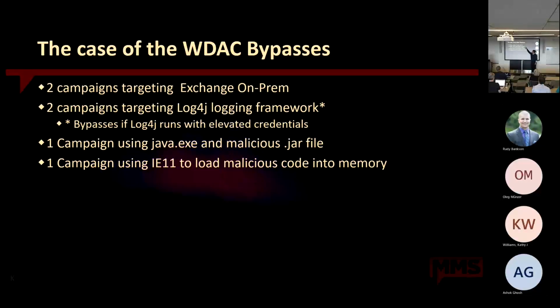Two campaigns target the Log4j logging framework. I don't know whether people have heard of Log4j or the vulnerabilities in it. It's been kind of a thing. We've always erred on the side of cautiousness when we looked at bypasses. So Log4j, we've marked them as bypasses because if your Log4j software runs with elevated credentials, you'll be able to disable AppLocker or WDAC at that point in time. So that's why we marked them as bypasses. If Log4j runs with limited credentials, there would not be actual bypasses. Okay, but we were very, very strict in when we consider something a bypass.